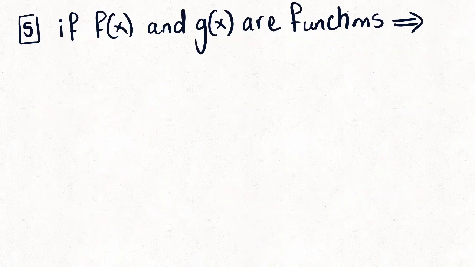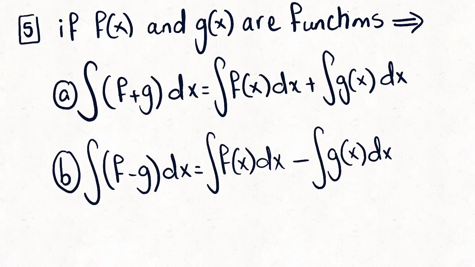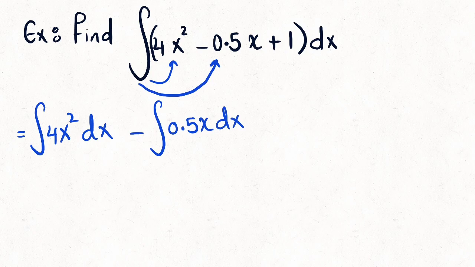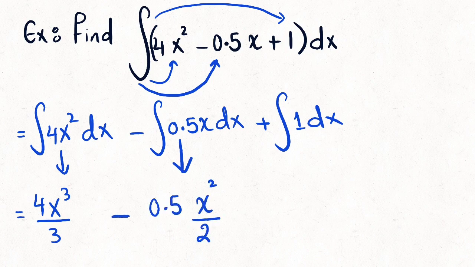You can distribute the integration over the addition and subtraction operations. As you can see, the integral of f plus g will be the integration of f plus the integration of g, and so with subtraction. Okay, find the integral of 4x squared minus 0.5x plus 1, and here we will distribute the integration over the 3 terms. Thus it will be the integration of 4x squared minus the integration of 0.5x plus the integration of 1 dx. Then we apply the rules as illustrated before, just normal integration, and at the end you have to add plus c because this is an indefinite integration.